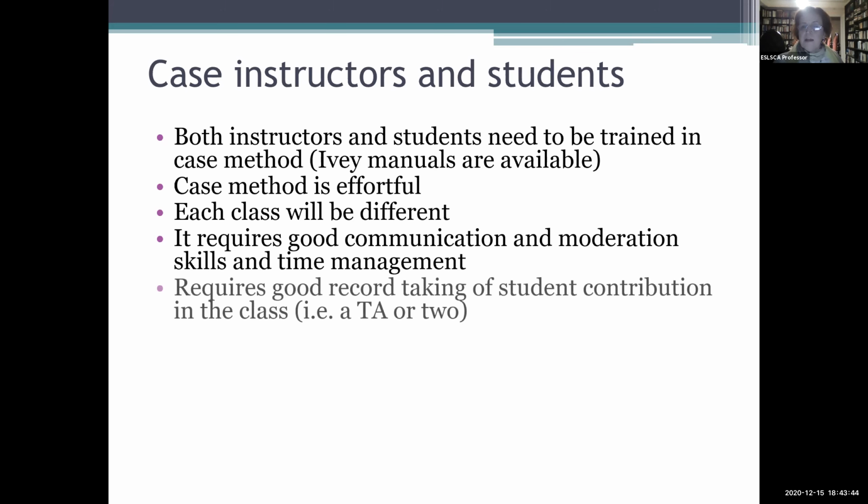It requires good record taking of students' contribution in class. So depending on the number of students, you need a teaching assistant or two. If the class is small, up to 30 people, one person can still do it. But the moment it goes over 30 people, you cannot do it. And you cannot do it at all, regardless of the number of people, if you are doing it online. So what I learned is that I'm very good at taking contribution, but only up to 30 students. After that, I need somebody doing it, because I cannot focus on my lecture and managing the discussion and at the same time take contribution.